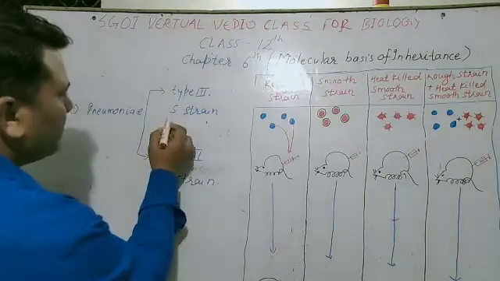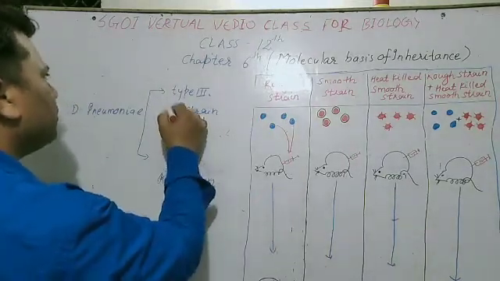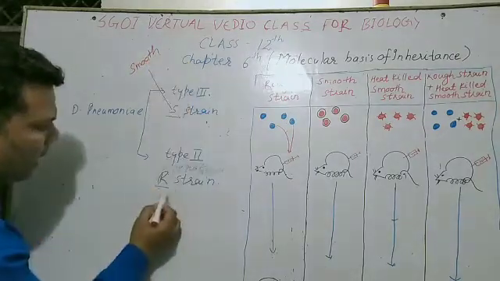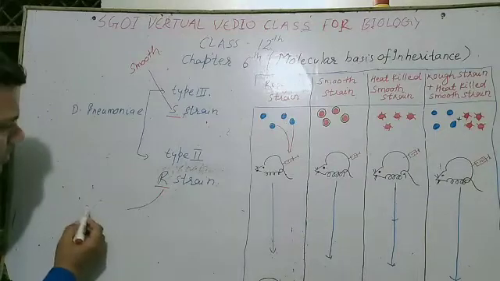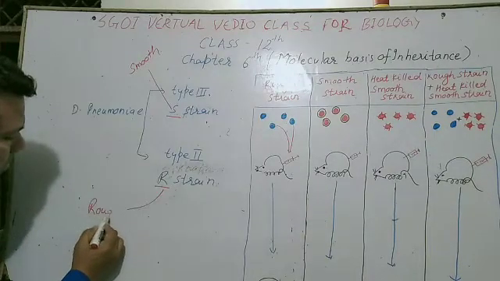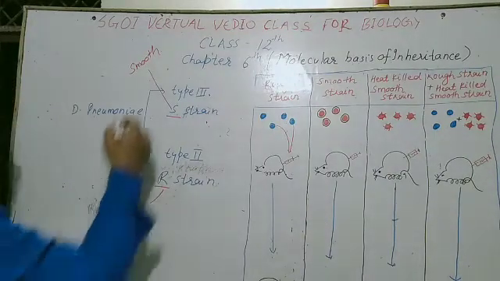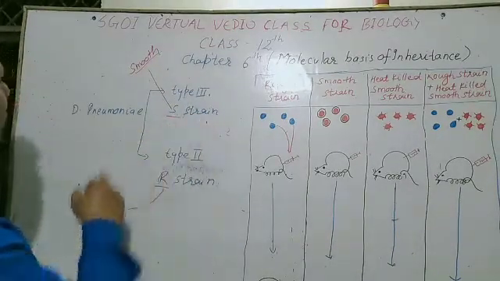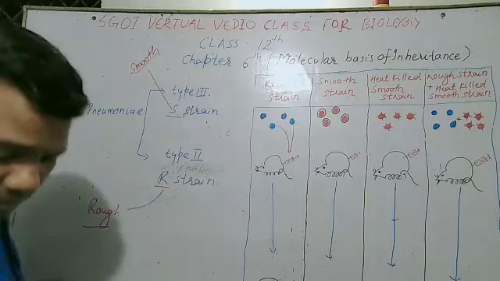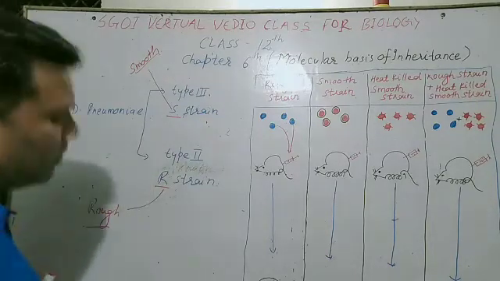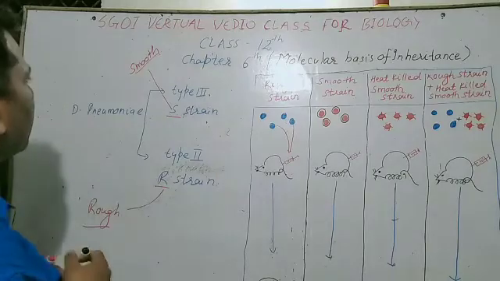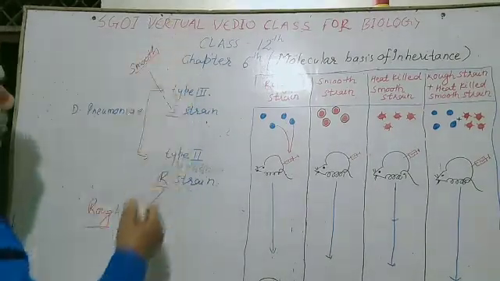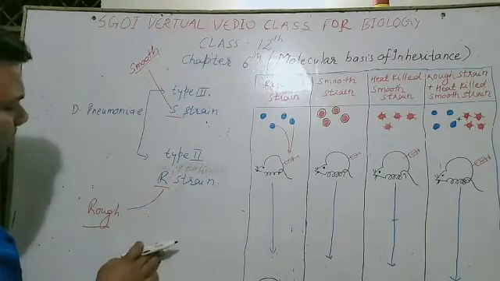Here S stands for smooth and R stands for rough. Then what is smooth and what is rough? The S strain of Diplococcus pneumoniae is called smooth strain and the R strain is called rough strain.